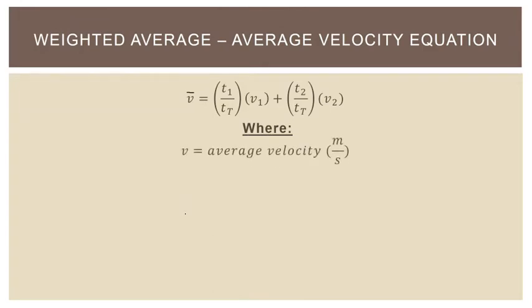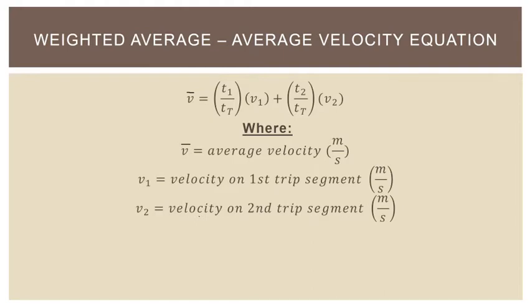V, and again, we could put the little bar over it, means average velocity. That's our average velocity measured in meters per second. V1 is the velocity traveled by the object on the first segment of the trip. In this case, that would be 3 or 6. It doesn't really matter which one you call first and which one you call second. I usually do them in order, but it doesn't really matter. V1 is the velocity on the first trip segment. V2 then, obviously, is the velocity on the second trip segment.